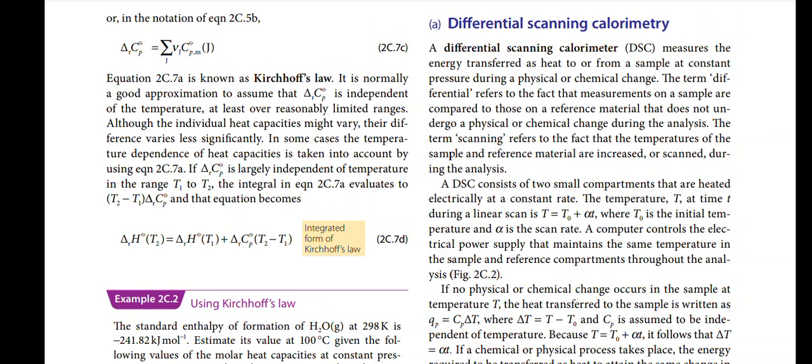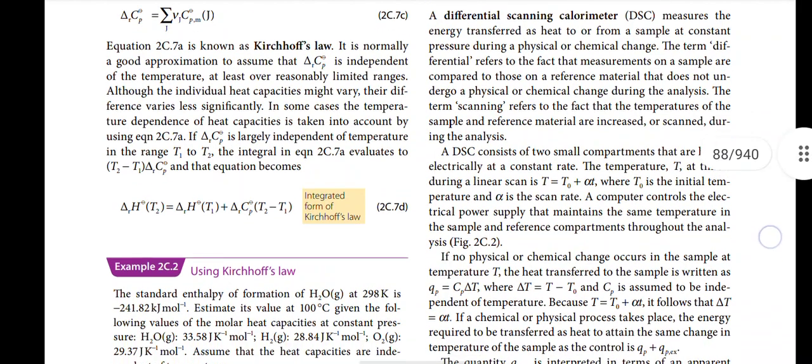If no physical or chemical change occurs in the sample at temperature T, the heat transferred to the sample is qp = Cp ΔT, where ΔT = T − T0 and Cp is assumed to be independent of temperature. Because T = T0 + αt, it follows that ΔT = αt.